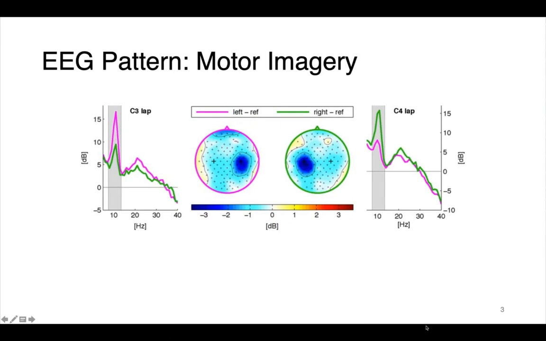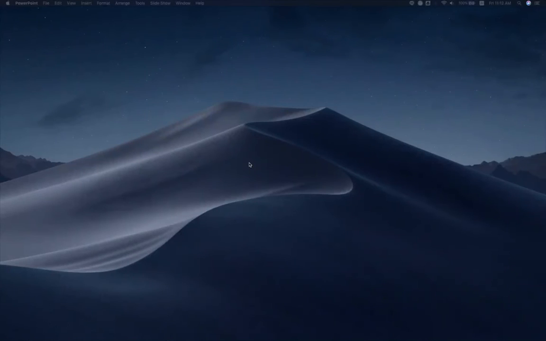The imagery of the left hand can be seen in the response, where the power decreases at the right hemisphere, and for imagery of the right hand you can see a decrease on the left hemisphere. So yeah, thanks for giving some of the detail in the lecture.